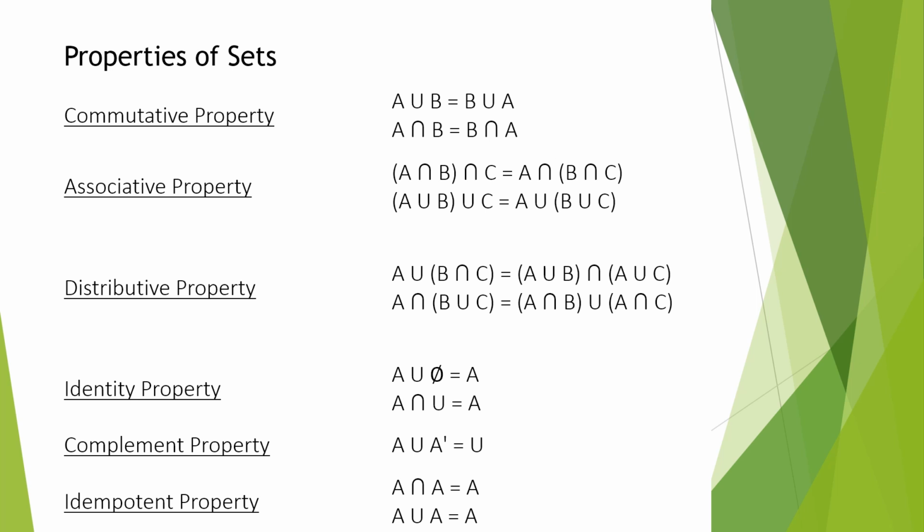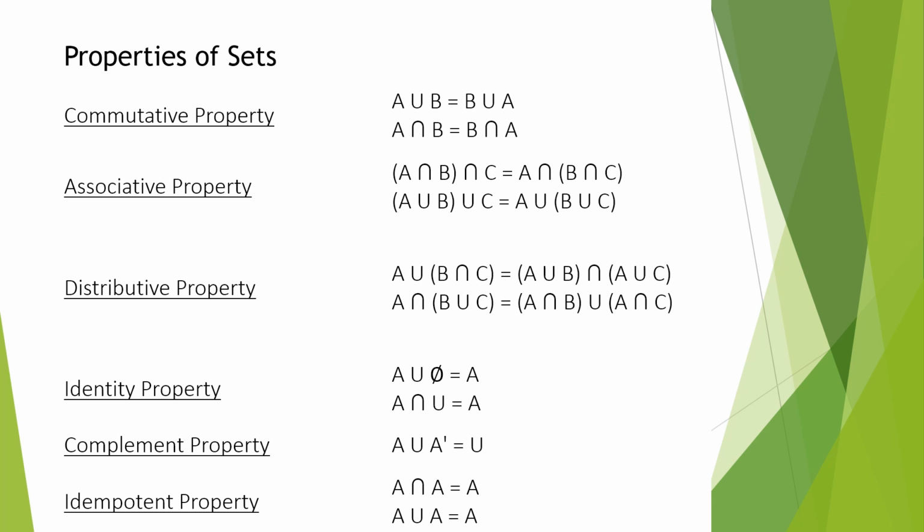Similarly, A intersection (B union C) is (A intersection B) union (A intersection C). Remember, when you apply the distributive property, the sign which is outside the bracket is reversed. That means union turns into intersection, and intersection turns into union. Identity property means when you take the union of any set with the null set, obviously you will get the same set. So A union null set is A.